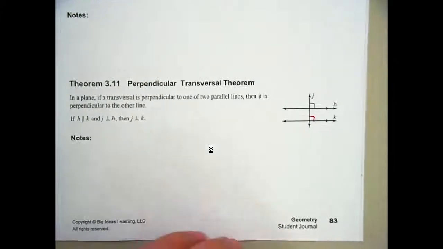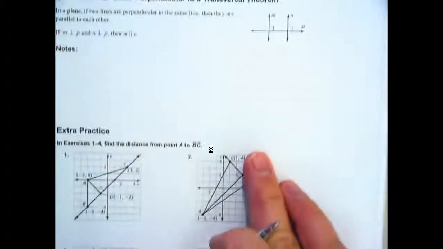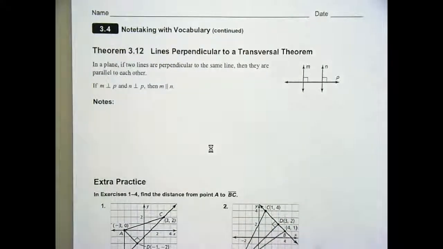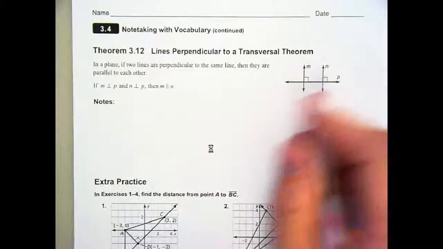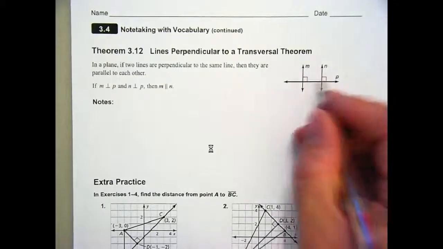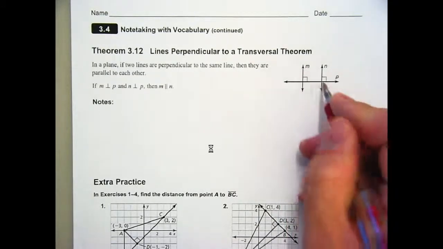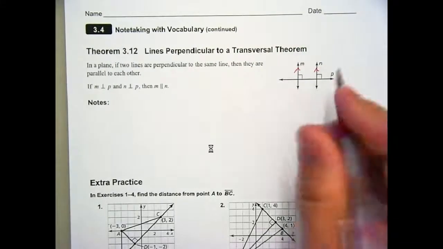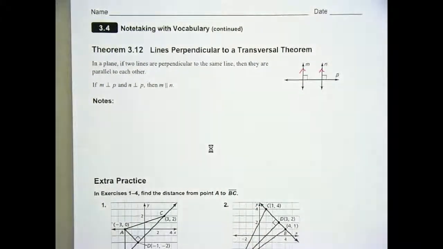All right, and then the last one, 3.12, kind of goes along with theorem 3.11. Lines perpendicular to a transversal theorem in a plane. If two lines are perpendicular to the same line, then they're parallel. So since M and N are perpendicular to P, these two lines have to be parallel. We've referenced some of that this year, but now we have a theorem for it. Any questions there?